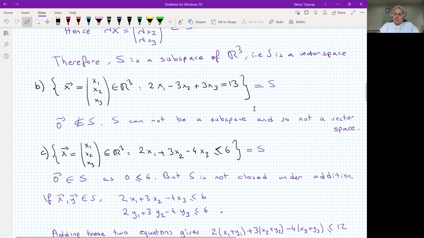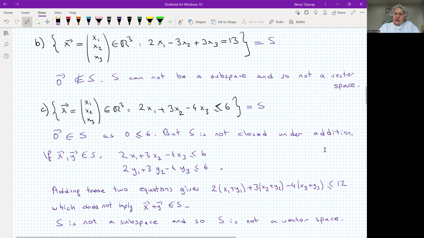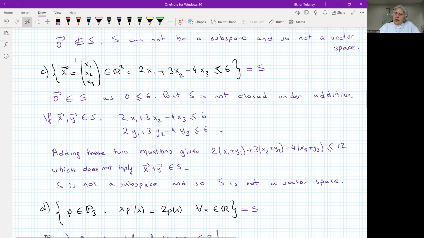So that's what we do. The second one is also a counterexample, but it's not that obvious. Let's do that. We have the vectors x1, x2, x3 in R3 satisfying this equation. Now, the zero vector is in this set S, because when we put 0, then 0 is smaller than or equal to 6, which satisfies, so the zero vector is in S.